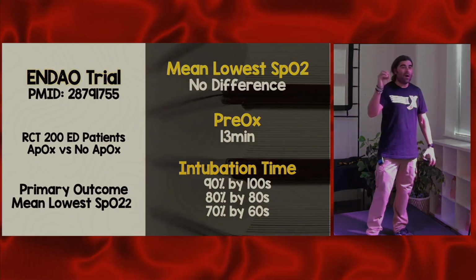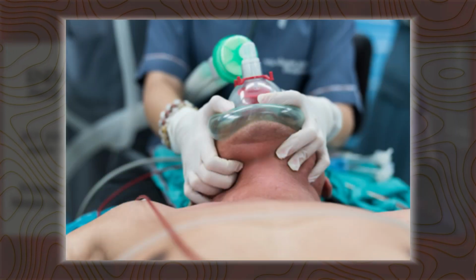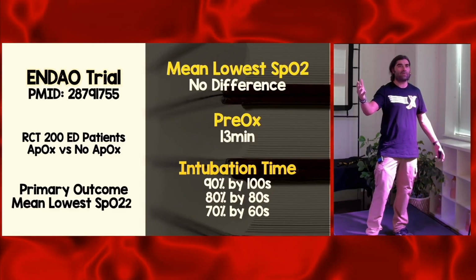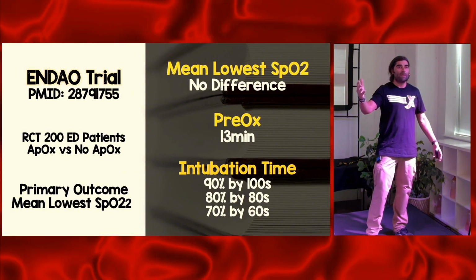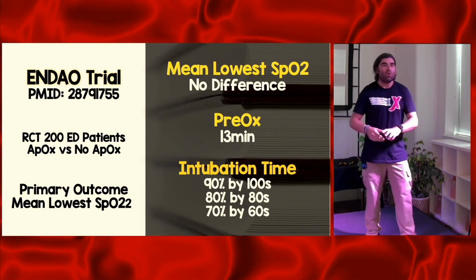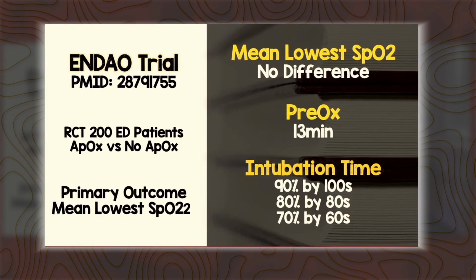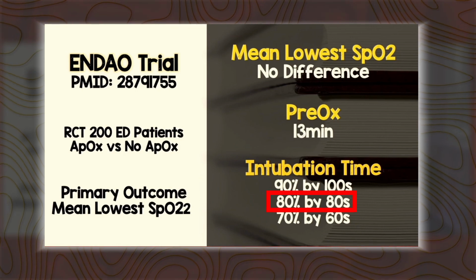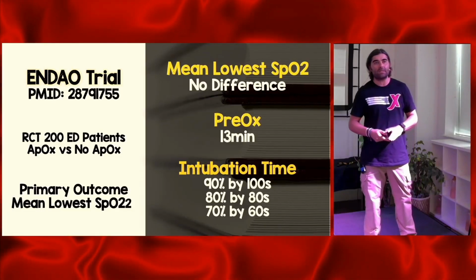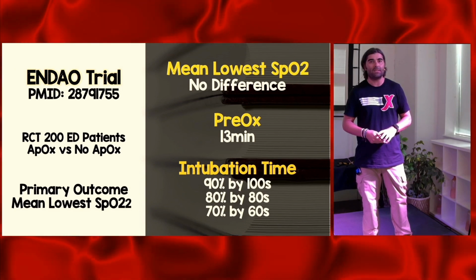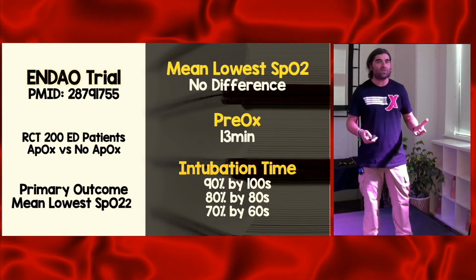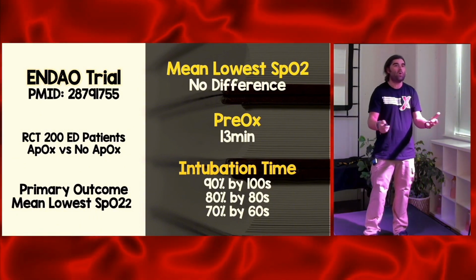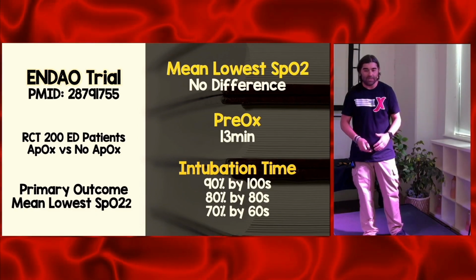The first is, on average, patients were pre-oxygenated for 13 minutes before they were intubated. How many of y'all are pre-oxygenating for 13 minutes? Yeah, it's crazy, right? And then most of the intubations were done at like 80 seconds. Less than a minute or just over a minute, most of these intubations were completed. Would you expect somebody to start getting hypoxemic on you in 60 or 70 seconds? The answer is no. So this is kind of a silly primary outcome, but this is the study that people quote when they say, I don't do apneic oxygenation.